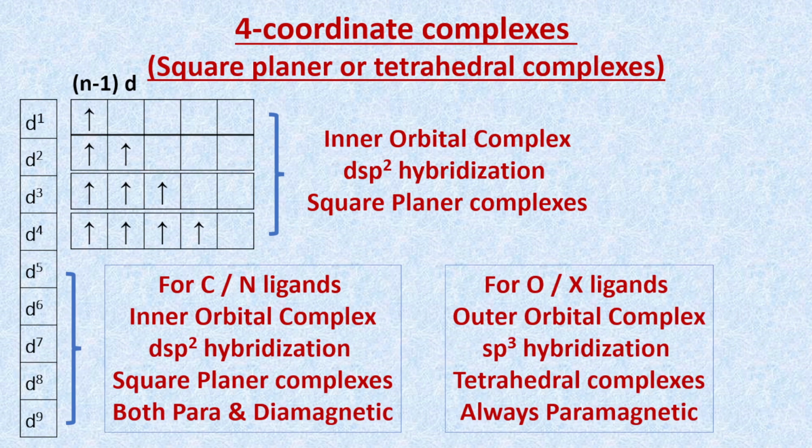d5, d6, d7, d8 and d9 systems can form dsp2 inner orbital complexes when the ligand involves carbon or nitrogen donor in the bond formation with the metal. These systems form sp3 outer orbital complexes, that is tetrahedral complexes, when the ligand involves oxygen or halogen donor atoms in the bond formation with the metal.